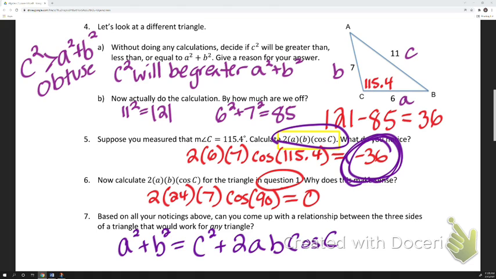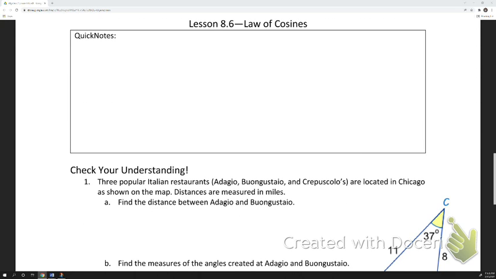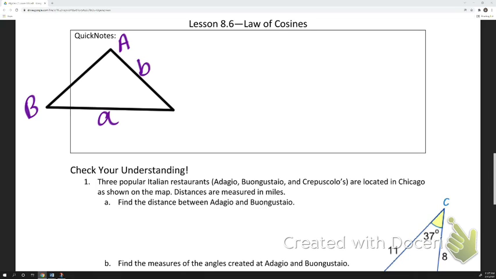Questions about what we did so far? Add to our quick notes, and let's write down the law of cosines. There's 3 of them, depending on what we're solving for. So first off, we're using this in non-right triangles. So I'm going to start by drawing a non-right triangle and reminding ourselves about the labeling. Capital letters are angles, lowercase letters are sides. So if I'm looking for side a, and I know side b, and I know side c, and I know angle A, I can use this formula.